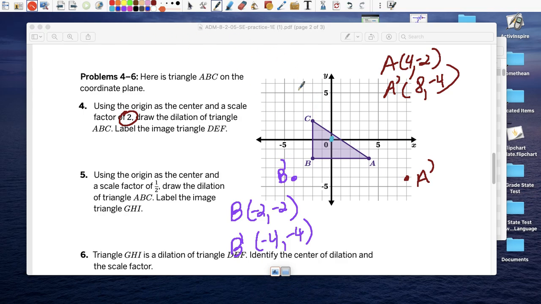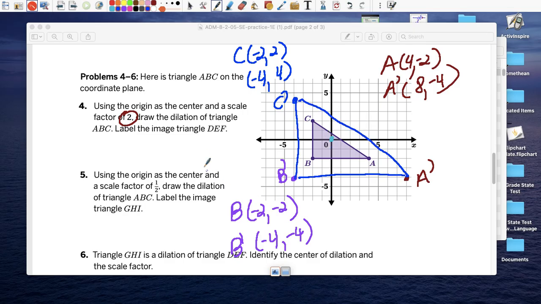C. Where's C right now? C is at -2 and 2. So 2 to the left and 2 up. That's what that means. Double that. So we're going to go 4 to the left and 4 up. So 4 to the left, 1, 2, 3, 4, 1, 2, 3, 4. And that's going to be C prime. That's how I would like you to think of dilations. Same exact shape. Look at that, beautiful.